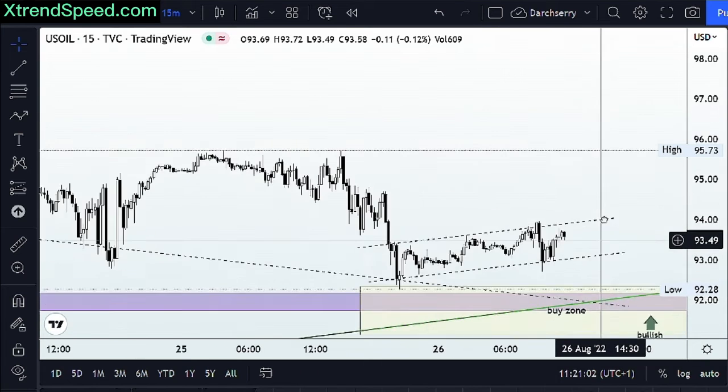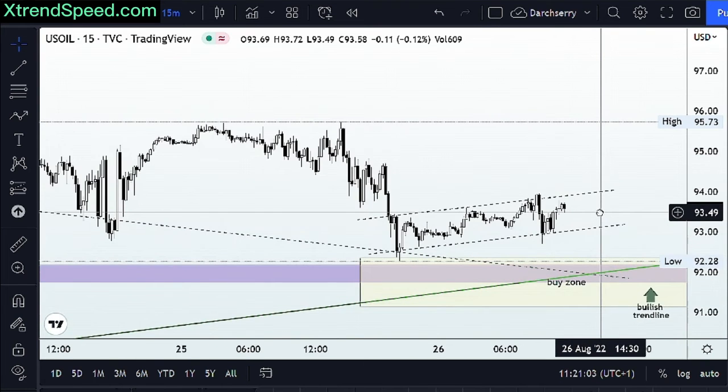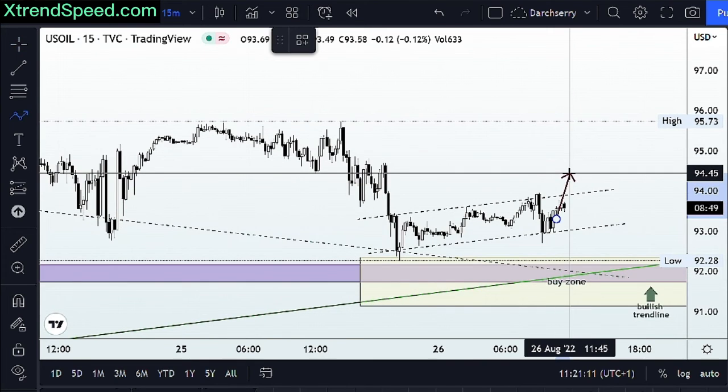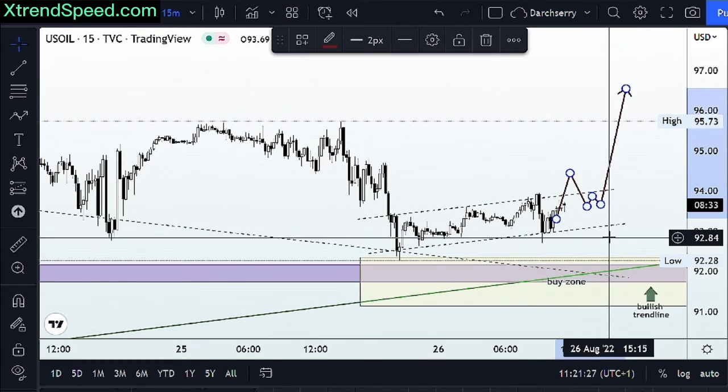Then the other scenario is that we look out for a breakout of this channel to the upside here, and that will give us a signal. Remember, we are not getting too excited at the sight of a signal. We want to wait for price action to give us further confirmation in the form of a retest of structure. Then we can join the rally to the upside from there. So this is how we intend to take advantage of the bullish momentum.